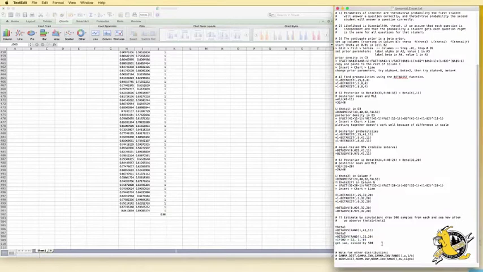In some of the exercises later in this course, you'll be asked to work with other distributions besides the binomial and the beta. And so in Excel, there are functions for the gamma distribution and for normal distributions as well.